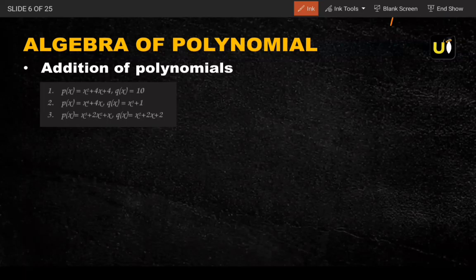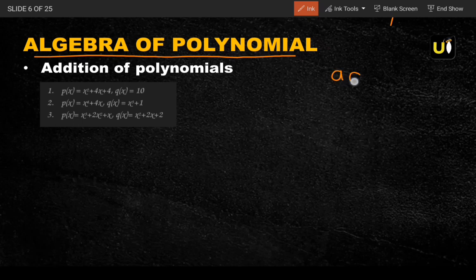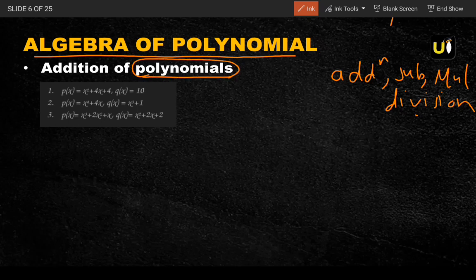Now let's discuss the algebra of polynomials. So we perform some operations on numbers like addition, subtraction, multiplication and division, right? So we can perform all these algebraic operations on a polynomial also, on two polynomials also. So now let's see how we perform addition, subtraction, multiplication and division on polynomials.